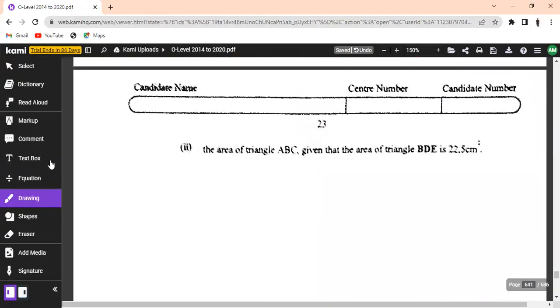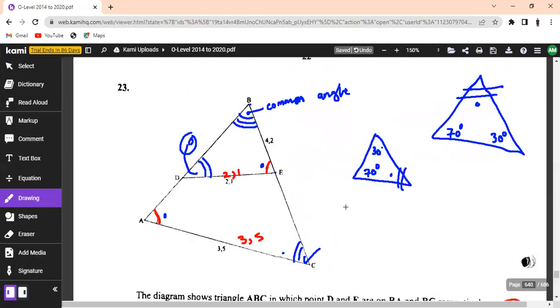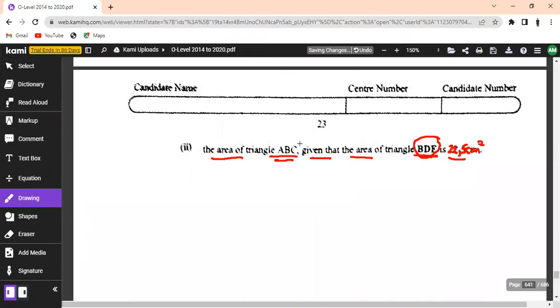Okay. Then on the other item, we are given: calculate the area of triangle ABC, given that the area of triangle BDE is 22,5 square centimeters. So let's cross-check where we've got our BDE on our diagram here. This is our BDE here. So we are given the area of this triangle, BDE, which is 22,5 square centimeters. And all we need is to find the area now of the bigger triangle, which is ABC. But let's see, guys.